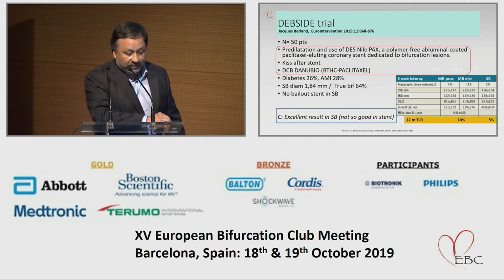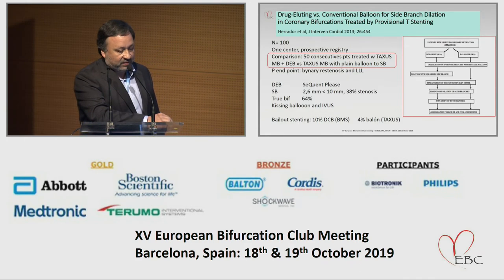And the late loss in the side branch with this strategy using the DES plus the Danubio at the side branch is 0.04. This is a very nice result in the side branch. And the TLR in the side branch is reported at 5%. So they conclude excellent result in side branch. Not so good in the stent because they have TLR of 10% with this dedicated stent.